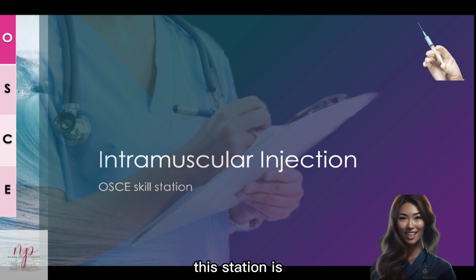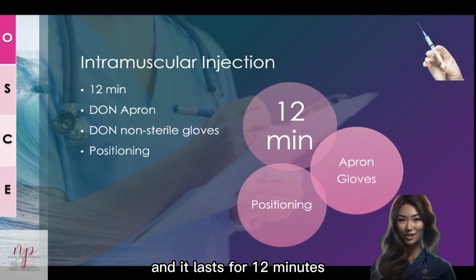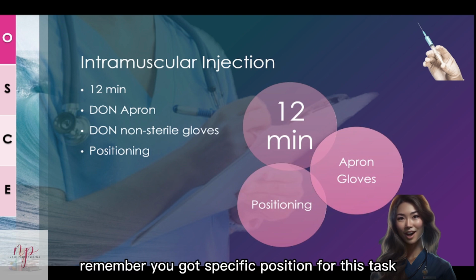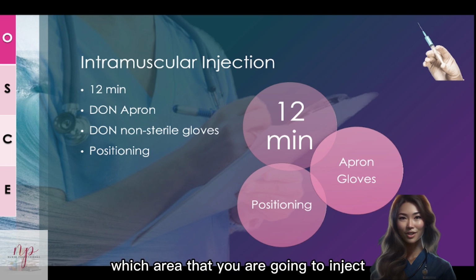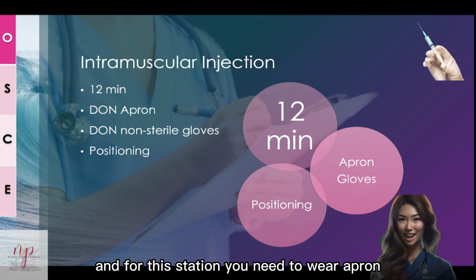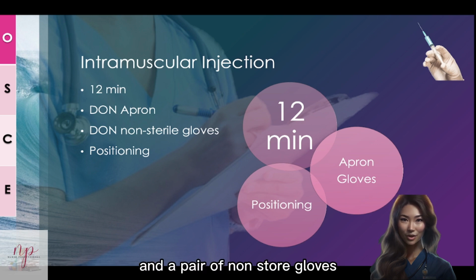This station is the intramuscular injection. It's one of the OSCE skill stations, and it lasts for 12 minutes. Remember, you have a specific position for this task, depending on which area you're going to inject your medication. And for this station, you need to wear an apron and a pair of non-sterile gloves.